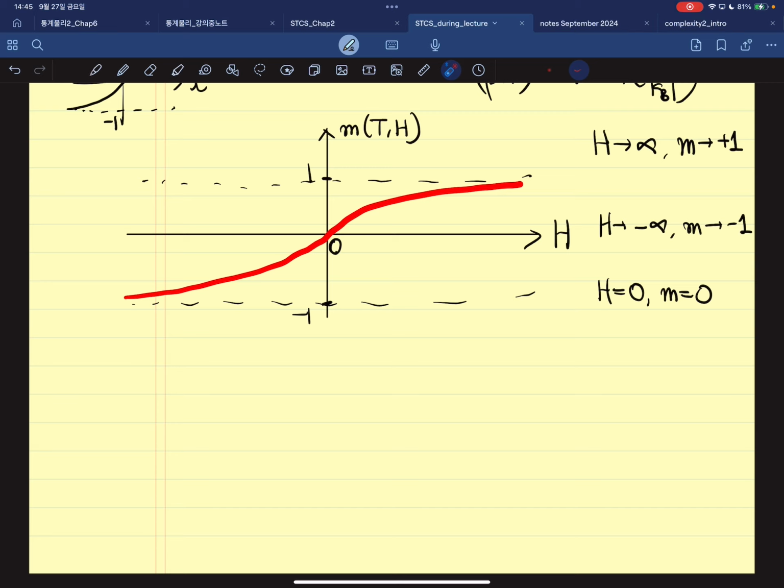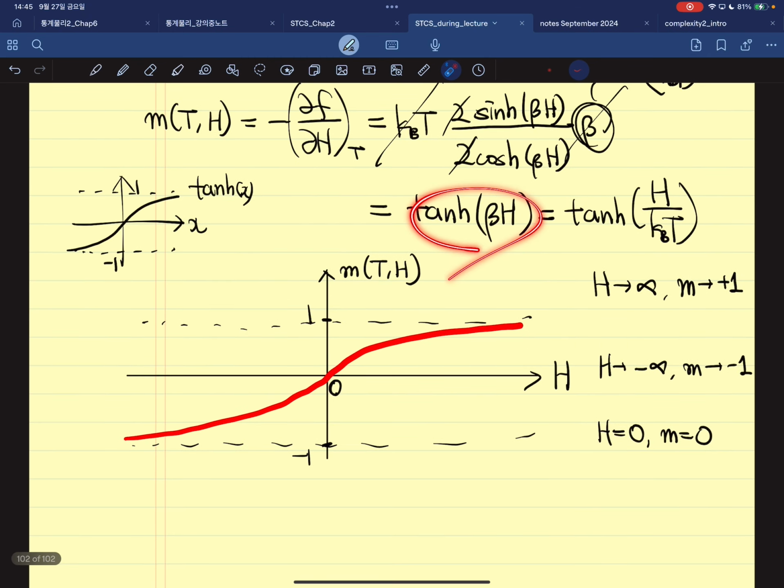If h is 0, the system becomes completely symmetric. It's a so-called up-down symmetry. It's a real legitimate terminology. There is an up-down symmetry, and this is obvious from the functional form of the hyperbolic tangent.